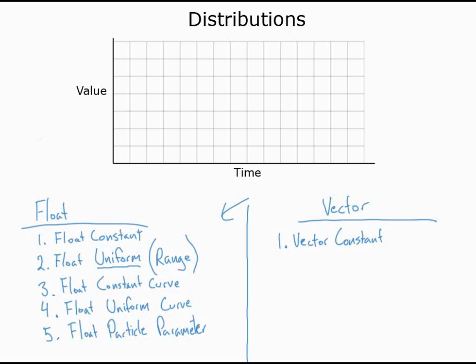Now, why is that important to you? Well, basically, it means that you don't have to worry about choosing in between these because Unreal's going to do it for you. What you need to decide is what type of distribution you're going to use, whether it be along the floats or along the vectors, which we're going over now.